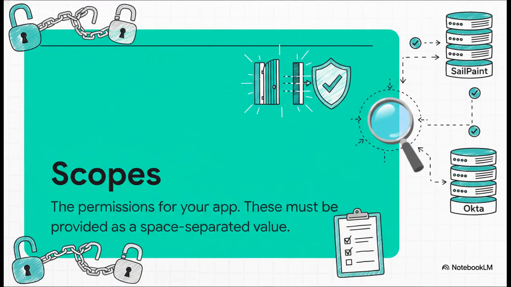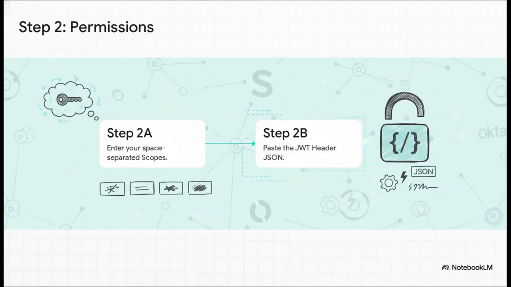Next up, you'll see a field for scopes. What are scopes? The easiest way to think of them is like a permission list. You're telling Okta exactly what your SailPoint app is allowed to do. Things like, hey, you can read user profiles, or you can manage groups. It lets you get really granular. So for this step, you'll just enter that list of scopes, each one separated by a space.